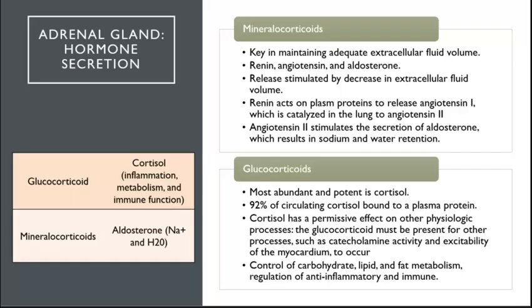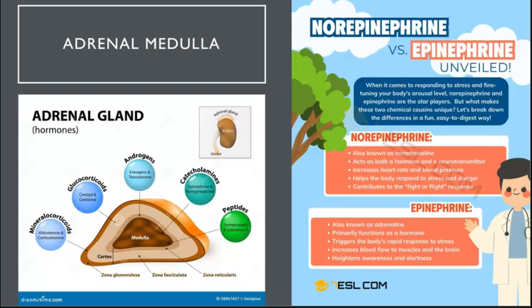Also, your cortisol helps control carbohydrate, lipid, and fat metabolism, regulation of the inflammatory response, and our immune responses. We don't really want to touch too much on your adrenal medulla. You should have touched on that earlier, but your norepinephrine and your epinephrine. So norepi is your noradrenaline.